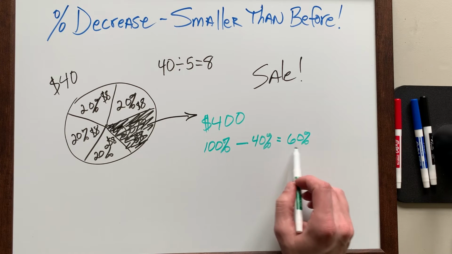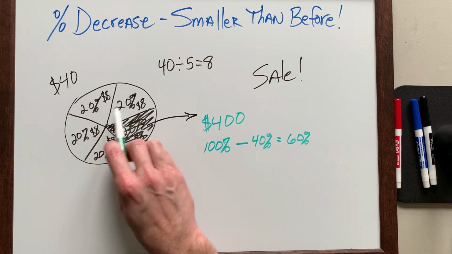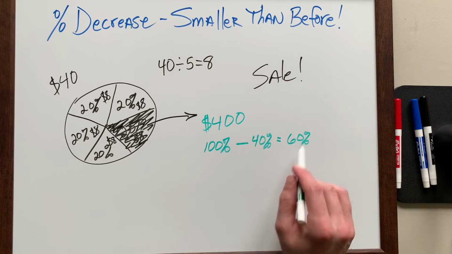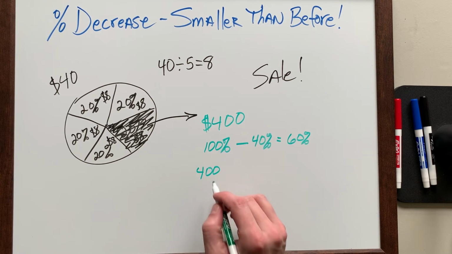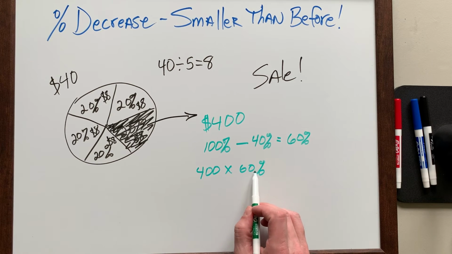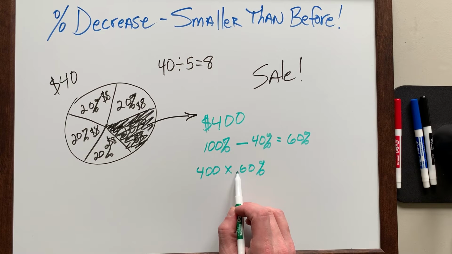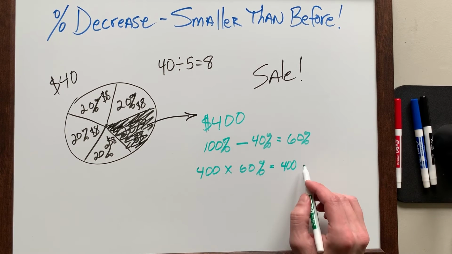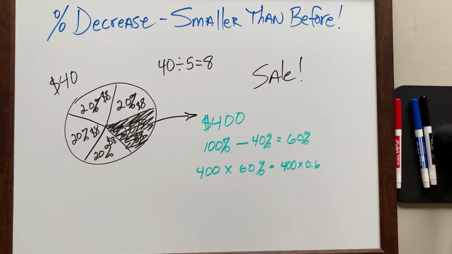Okay? This is what's left. This is the part that we need to pay for. So $400 times 60%. Let's turn this into a decimal by moving the decimal point to the left 2 spaces. So this is the same as 400 times 0.6. Well, 400 times 0.6 has 1 digit to the right of the decimal. Let's keep track of that.